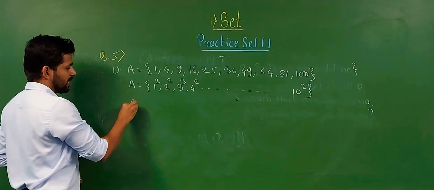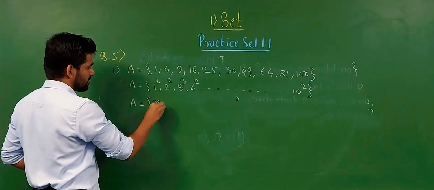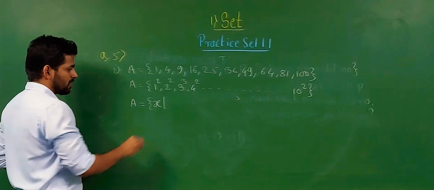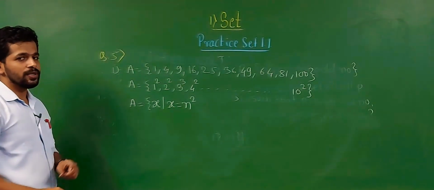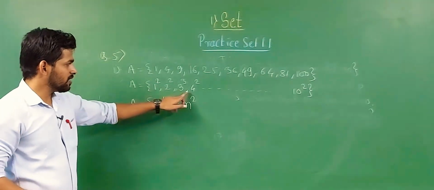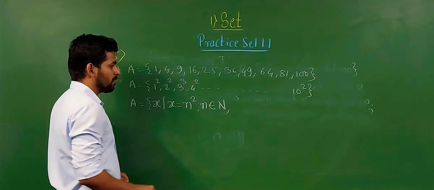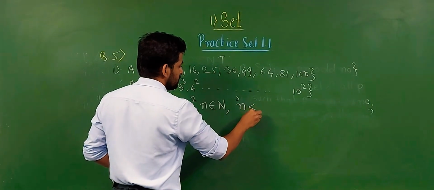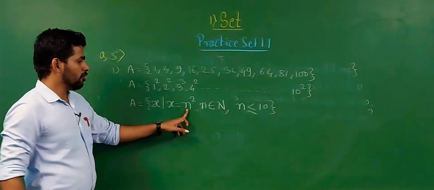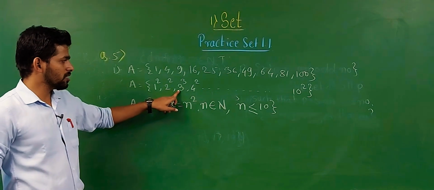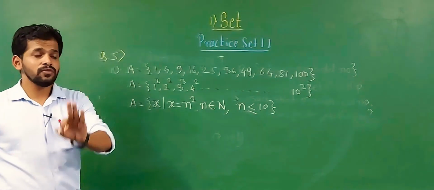So how to write? Set A is the set of all x such that the value of x is equal to n square, where n belongs to the natural numbers, but the value of n is less than or equal to 10. The value of n means 1 square, 2 square, 3 square, up to 10, that's why it is less than or equal to 10.